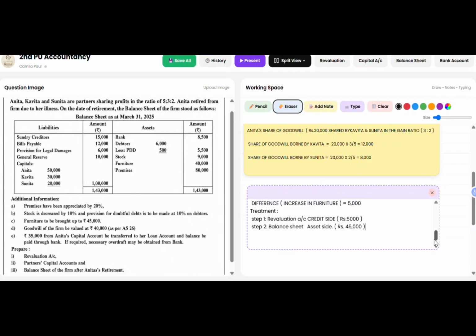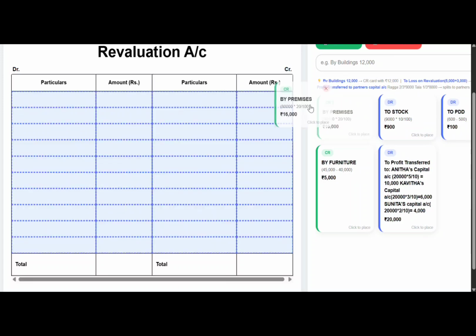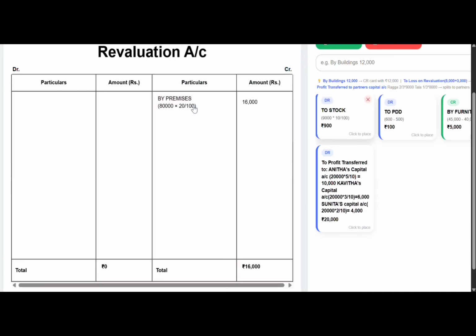So with these adjustments, we are going to now prepare the revaluation account. So now we are going to prepare the revaluation account with the given adjustment. So the first adjustment given was the premises. The premises have been increased. So we are going to write it on the credit side of the revaluation account as by premises, that is 80,000 into 20 by 100, which will be 16,000. That is the premises that is increased, 16,000.